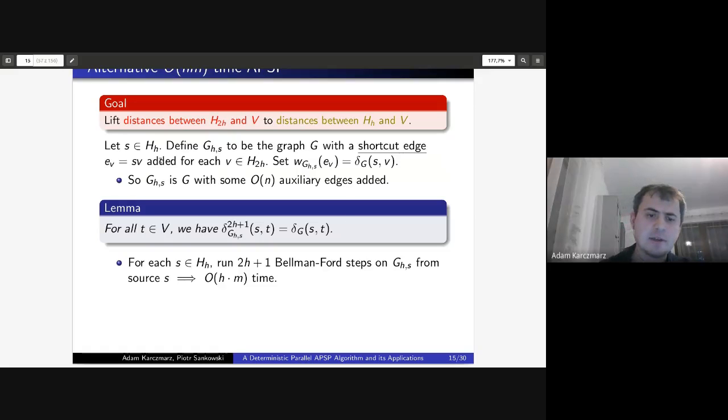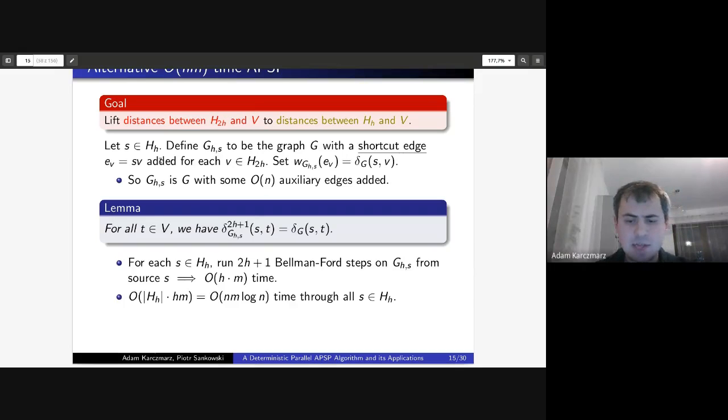So for each starting vertex, for each hub S from the H hub set, we run 2H plus 1 Bellman-Ford steps on the graph GHS, and this will take order HM time. By the lemma, this will give us the shortest paths from all the hubs from the H hub set to all hubs. Since the size of the hub set is n over H log n, this time will be the size of the hub set times HM, which will be nm log n.